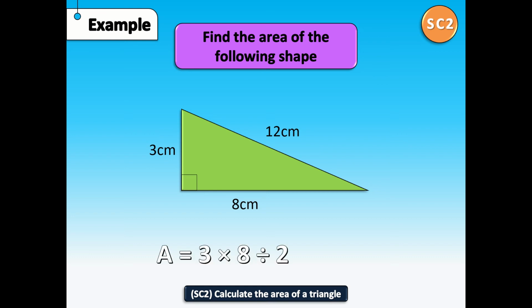So we do the height, which is 3 centimeters, times the base, 8 centimeters, and then divide it by 2. 3 times 8 is 24, and 24 divided by 2 is 12. Remember, area is always measured in centimeters squared.